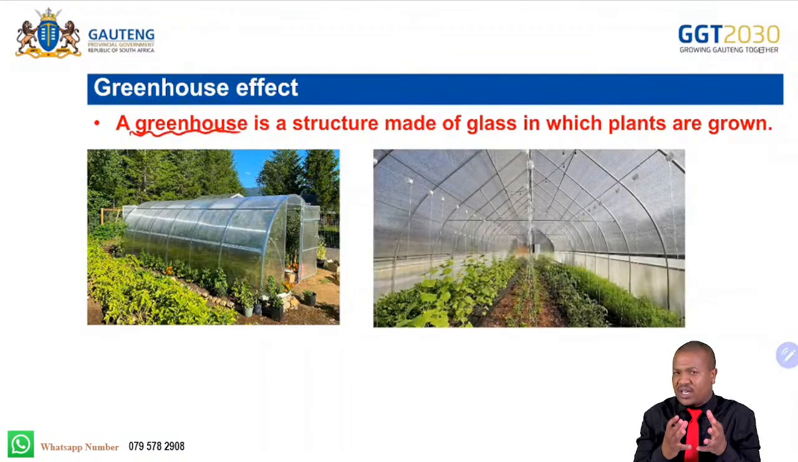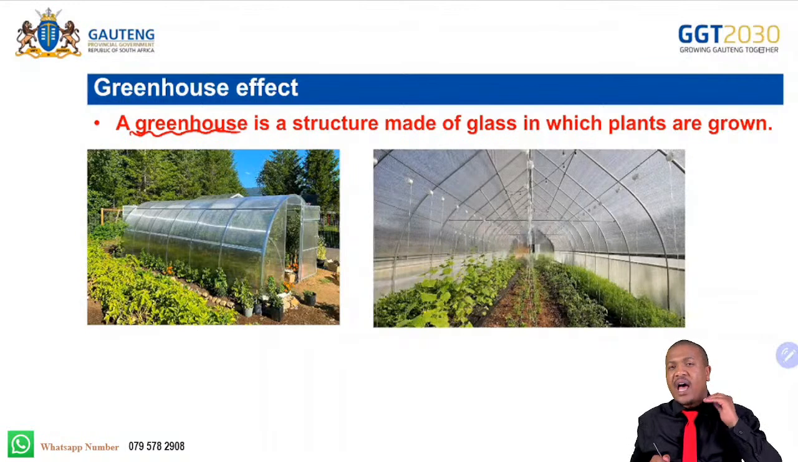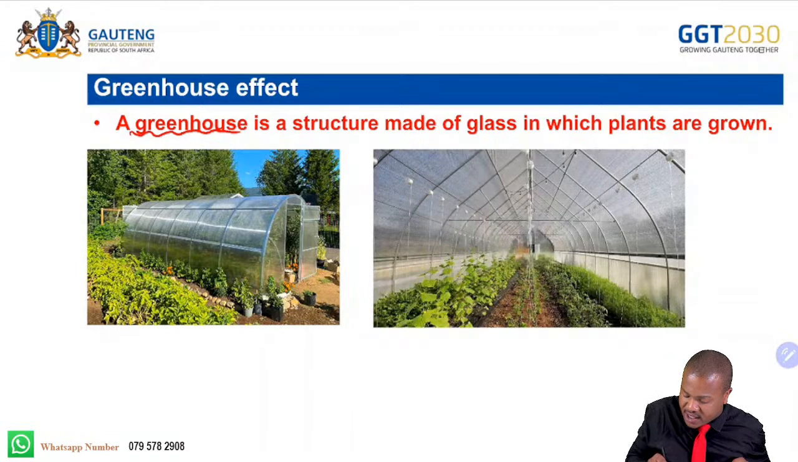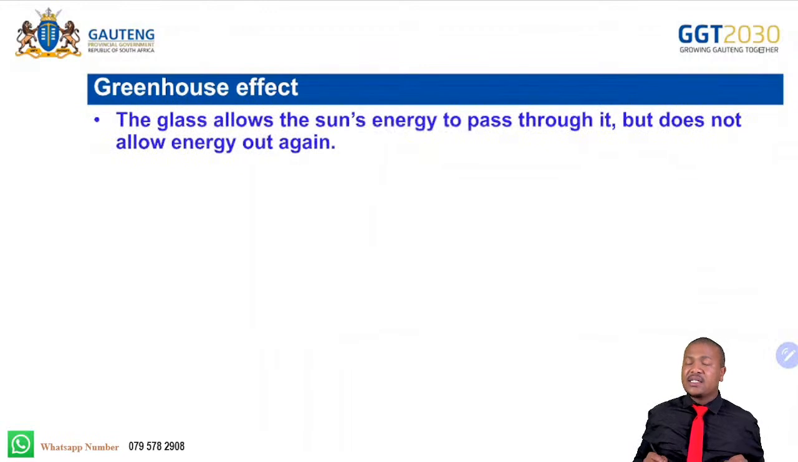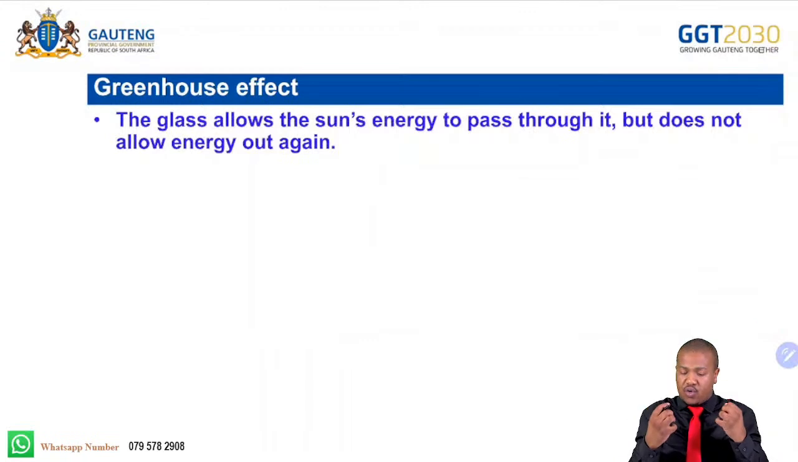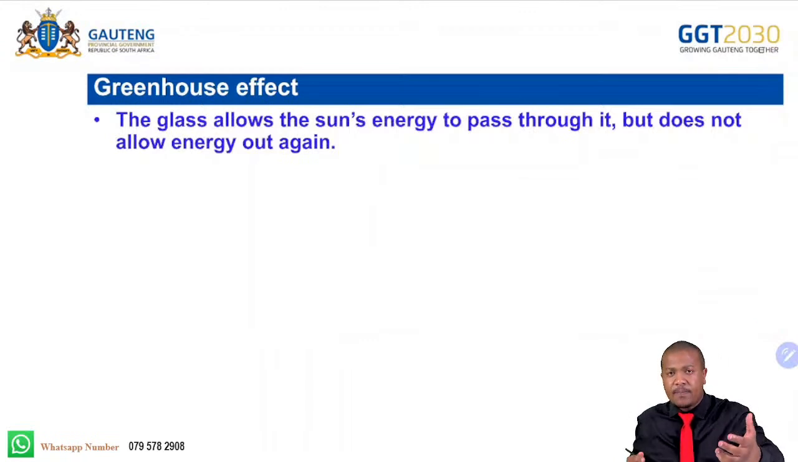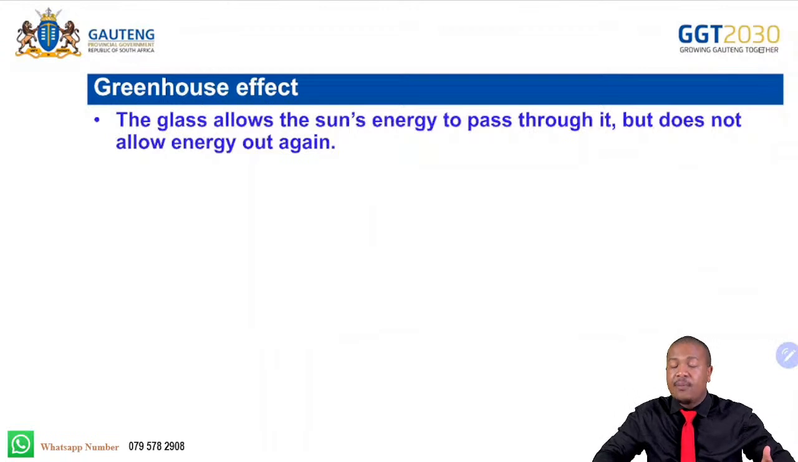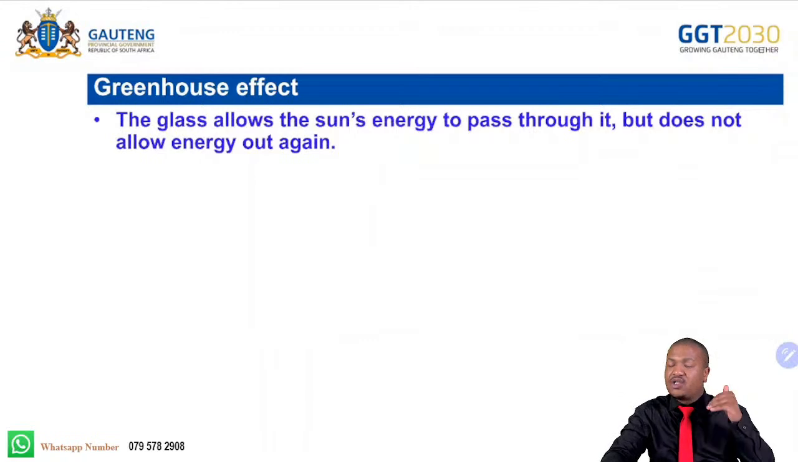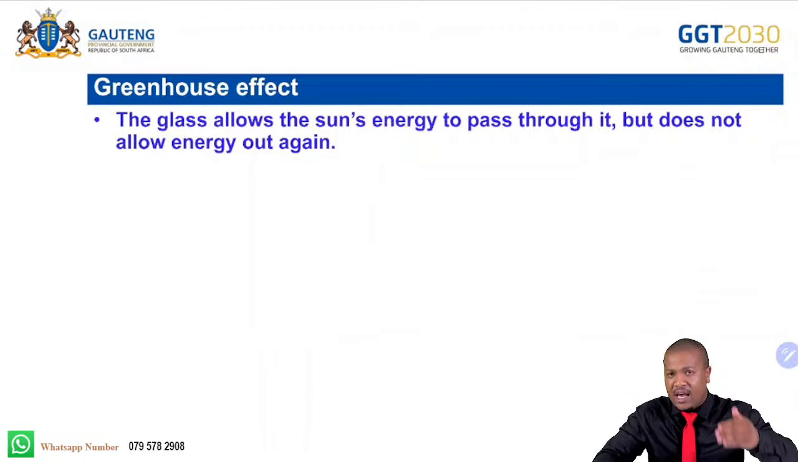But why specifically glass? That should be our main question. So the glass, it is because it allows the sun's energy to pass through, as it is transparent. It allows the sun's energy to pass through and enter the greenhouse, as well as enter the plants, so that they are able to photosynthesize, right? But this glass specifically does not allow energy out again.